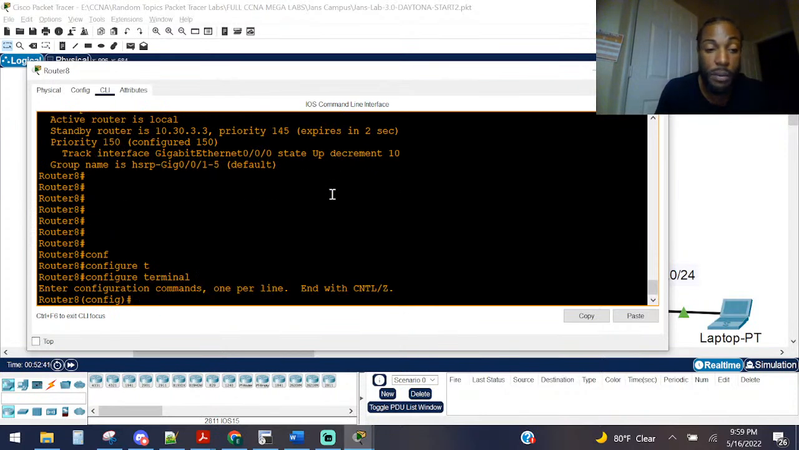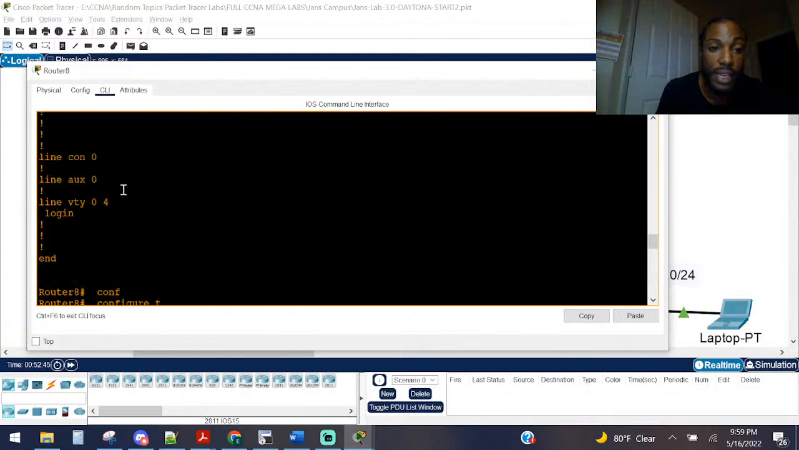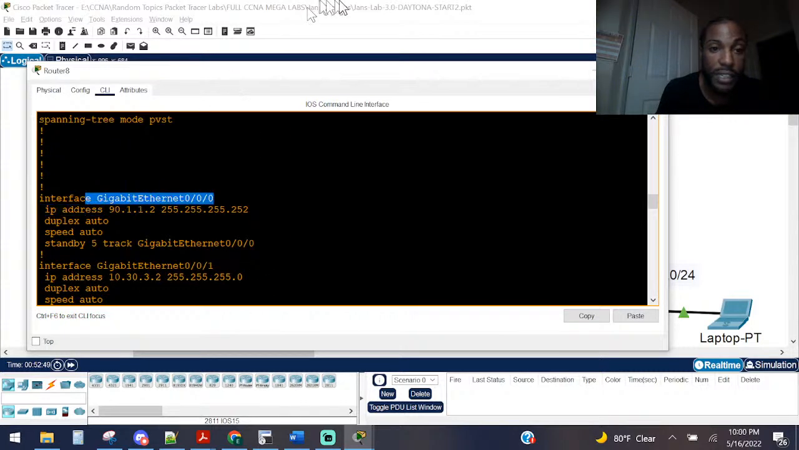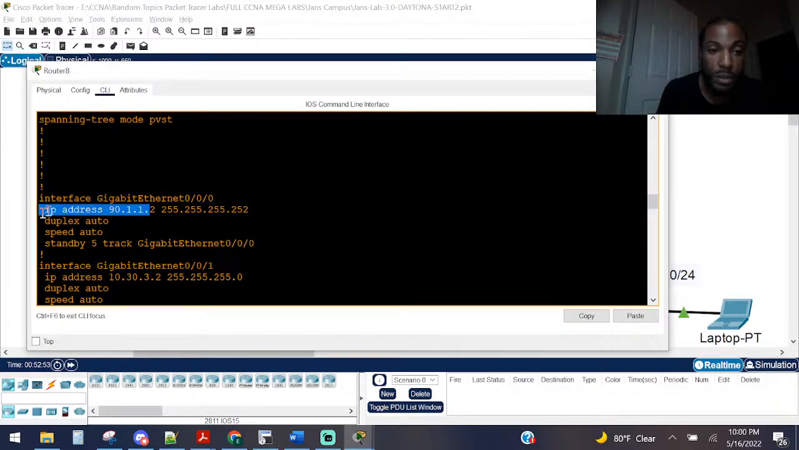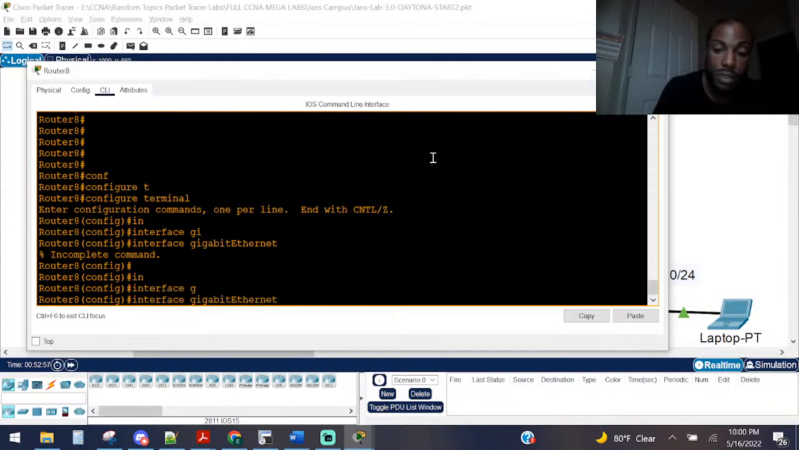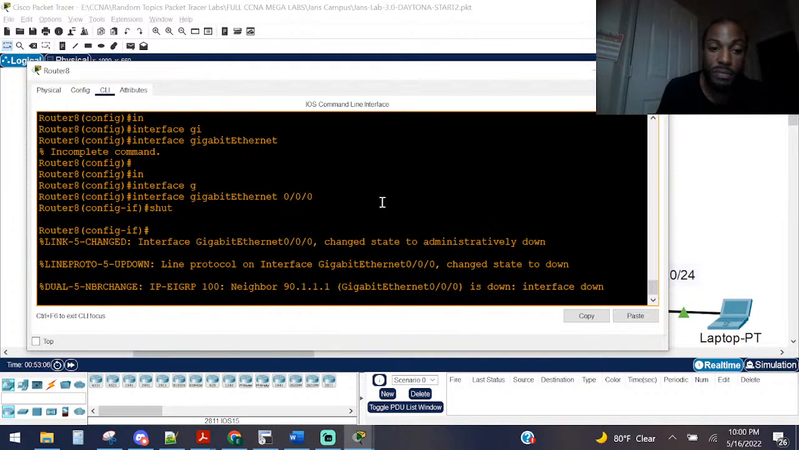Get on the knees, pray to the network gods. Interface gig... What's that interface again? The one that's facing router 7 is the 90 network, right? Gig 0/0/0, right? This right here, .2. So we're going to shut down interface gig 0/0/0. Oops. Come on, man. Almost hit the power button on y'all. Shut down. Now EIGRP is down.